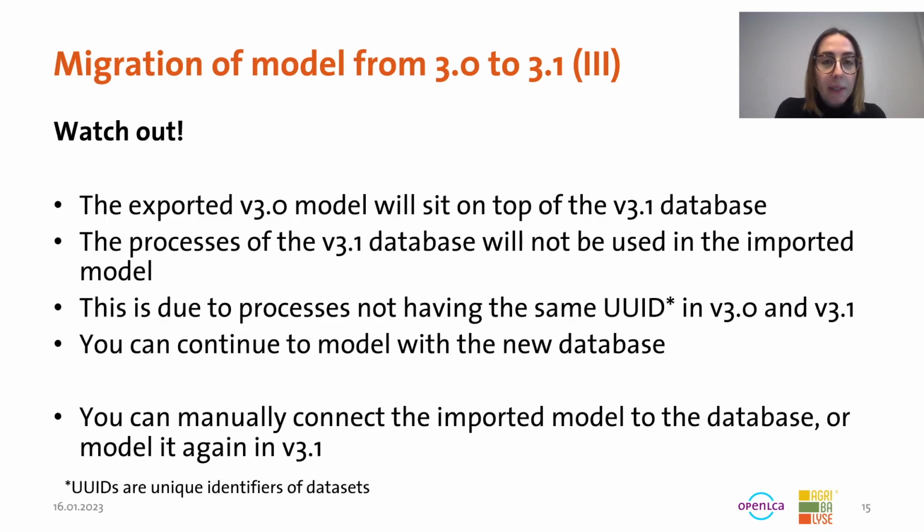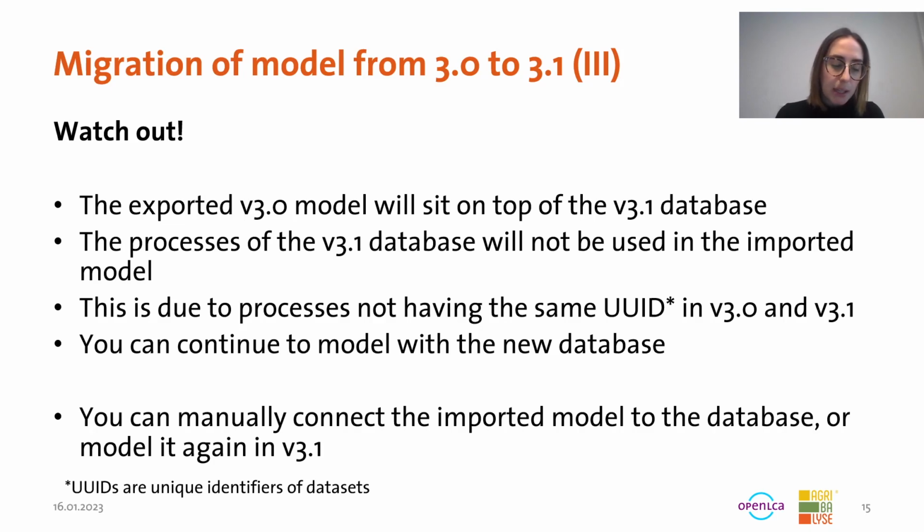So that's what it means to migrate the model. The exported version 3.0 model will sit on top of the new database, meaning that the supply chain will not be connected. It will have its own supply chain. It works fine. You can calculate results. It will give you exactly the same results, only that the new processes haven't been updated.